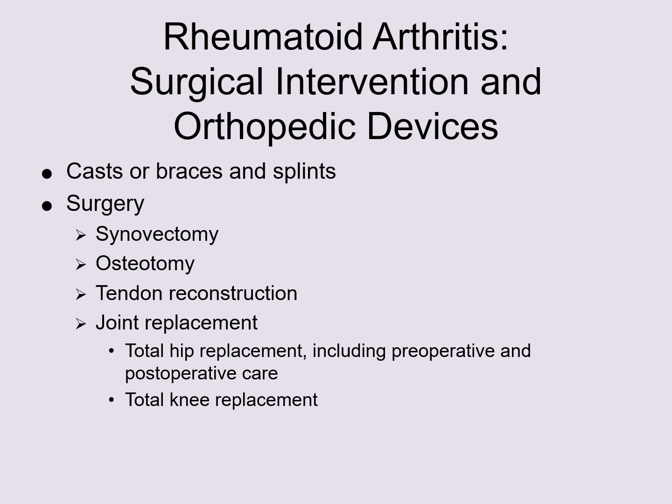So I brought RA back for a second because we're going to talk about hip replacements. So when we're looking at that, surgical intervention and orthopedic devices, if you look down on this, there's joint replacement, total hip replacement, including preoperative and postoperative care of that. That deals with RA. That can deal with a joint for other reasons. Also total knee replacements. So those are two major. And just FYI, it takes longer and it's harder for a total knee replacement to recover than a total hip. Kind of interesting.